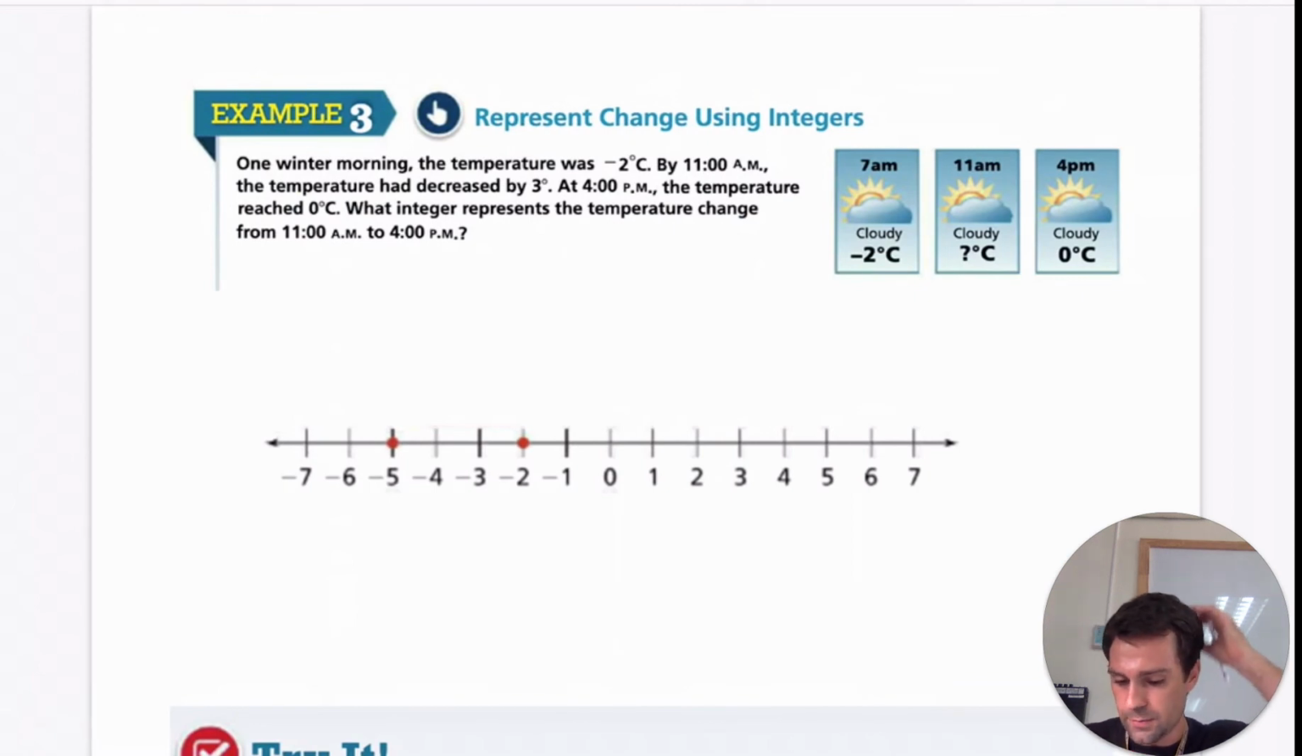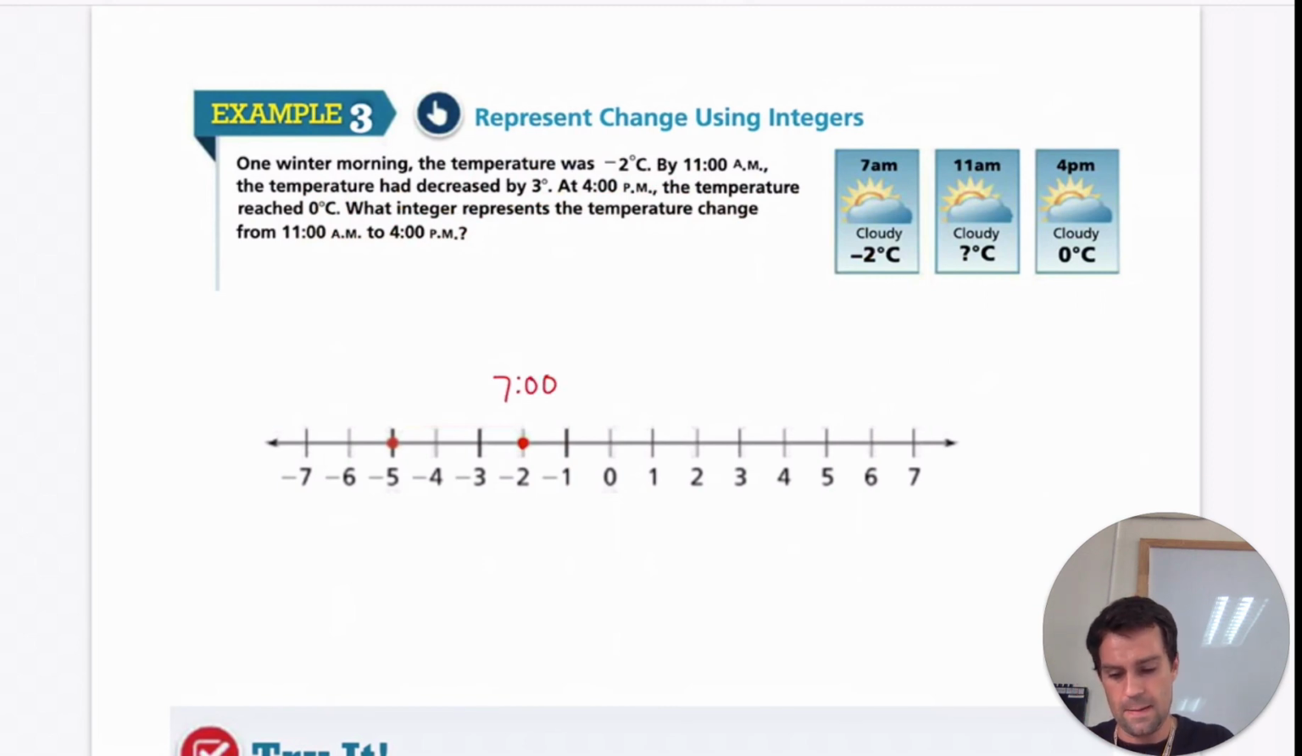All right, so our third example. One winter morning, the temperature was negative 2 degrees Celsius. By 11 a.m., the temperature had decreased 3 degrees. At 4 p.m., the temperature reached 0. What integer represents the temperature change from 11 to 4? So from 11 to 4. So we're going to draw a number line to help organize this. So one winter morning, the temperature was negative 2. So at negative 2, this is at 7 a.m.